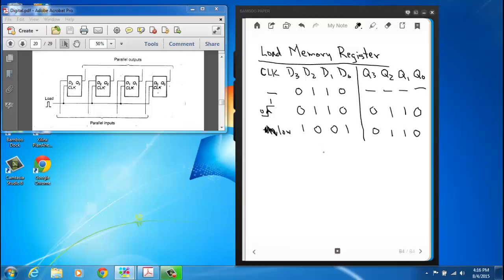So the D inputs could be changing as much as you want, and as long as there's no 0 to 1 transition, the output of the memory register is just going to stay with its previous data. So that's the primary purpose of a memory register, and that's why it's called memory, is that it's remembering or retaining data from a previous time. The only way to change the data that's loaded into a memory register is to provide a 0 to 1 clock transition, with a different data on the D inputs.